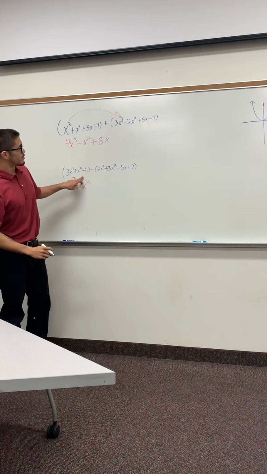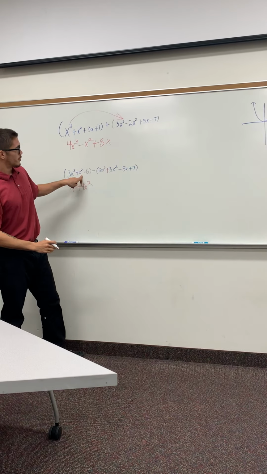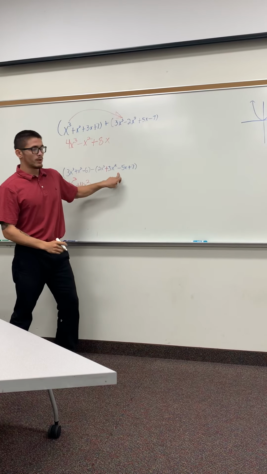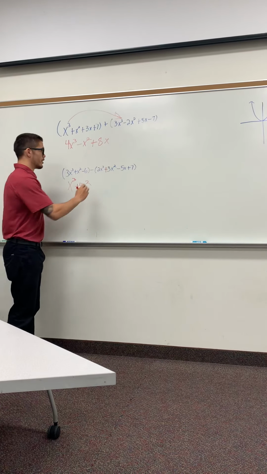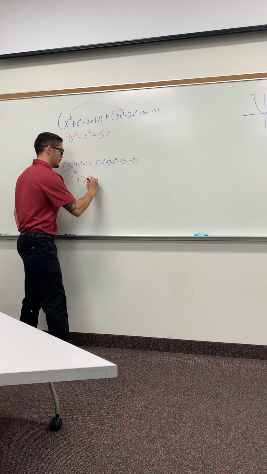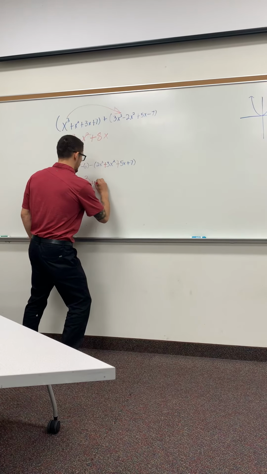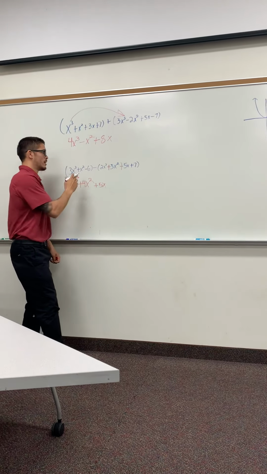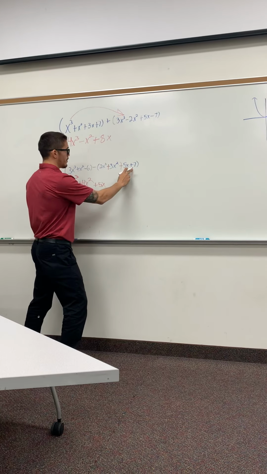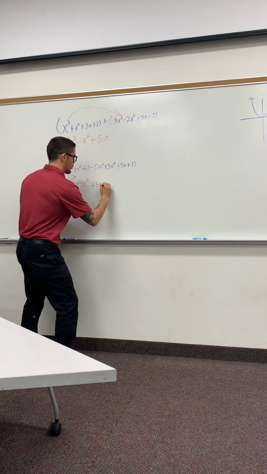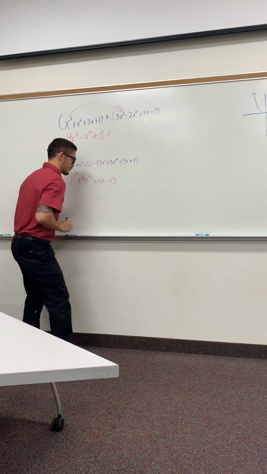We do not have an x term in this equation, but we do have a negative 5x over here. Changing that to a positive 5x, we have a negative 6 minus a 7, which will give us a negative 13.